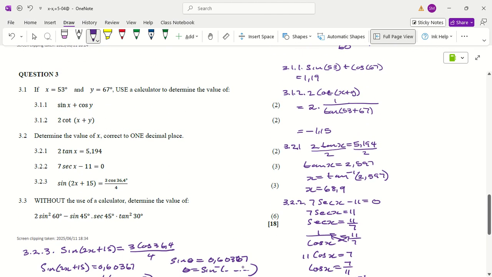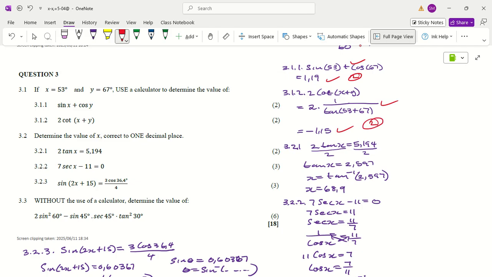So now, for mark allocation. For your mark allocation, the first question is 2 marks. You get a mark for substitution and then the answer. That is 2 marks. Your second question is also 2 marks. You get a mark for the reciprocal of tan and then the answer, which is 2 marks.